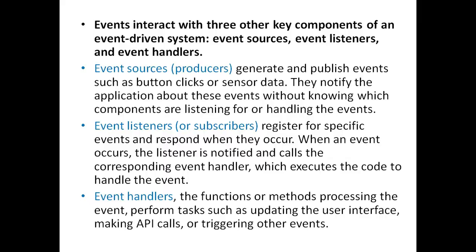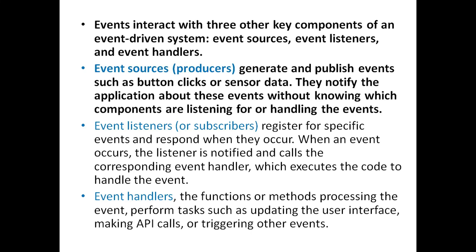to the main program. Events interact with three other key components of an event-driven system: event source, event listeners, and event handlers. Event sources, also known as producers, generate and publish events such as button clicks or sensor data. They notify the application about these events without knowing which components are listening or handling the event.